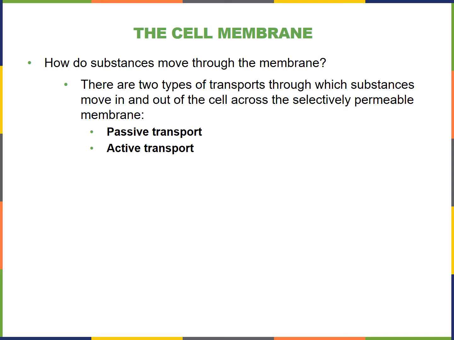How do substances move through the membrane? There are two types of transport through which substances move in and out of the cell across the selectively permeable membrane. You have passive transport and active transport.